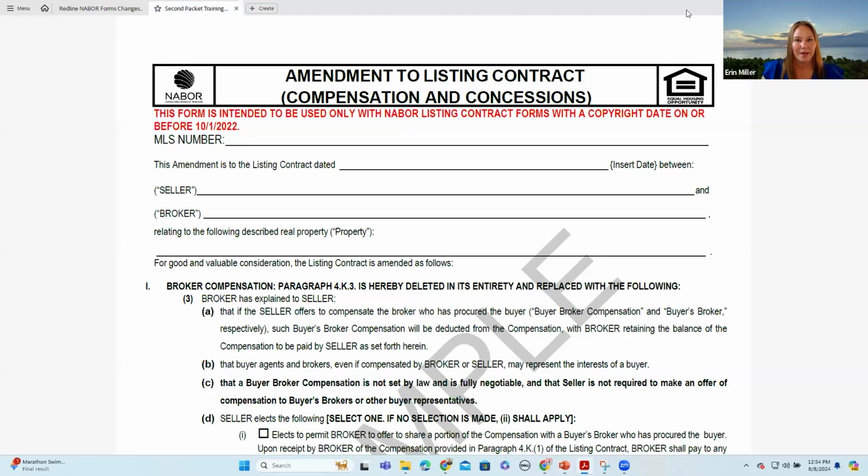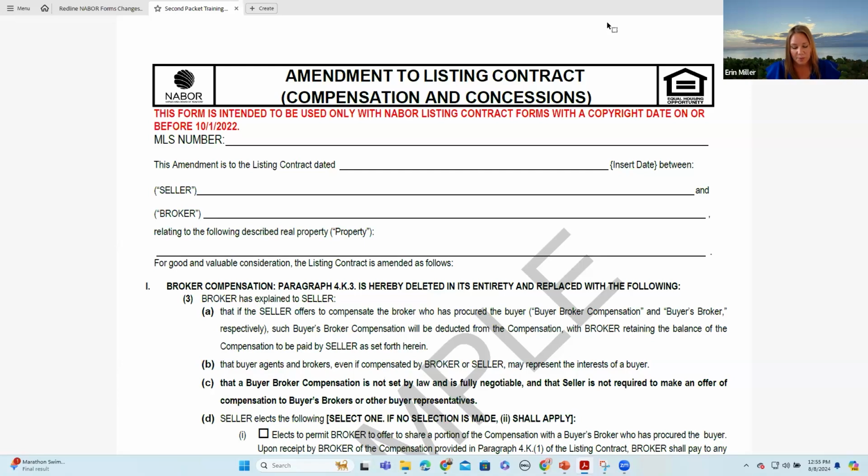The first form in the second packet is the amendment to the listing contract regarding compensation and concessions. So I do want to read a couple preliminary notes before we go into the details of this. We know that there were some requirements regarding disclosures pursuant to the NAR settlement, including a disclosure in conspicuous language that the broker commissions are not set by law and are fully negotiable, and also a disclosure and seller approval for any payment or offer of payments that a listing broker may make to a buyer's broker or agent or some other representative acting for the buyers.